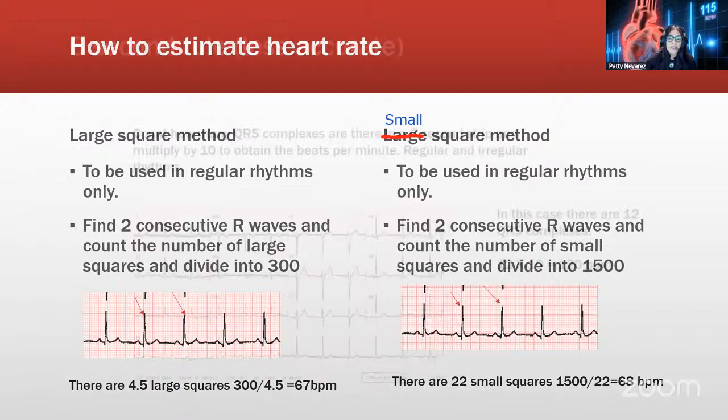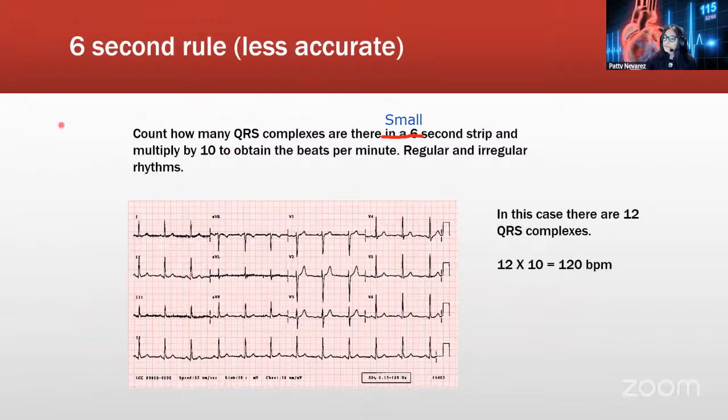And then I guess my slide on the 6 rule, which is less accurate, came onto the last slide. So I guess I reposition it differently. We're going to count how many QRS complexes are there in a 6-second strip and multiply by 10. Why? Because 6 by 10 is going to give us 60.